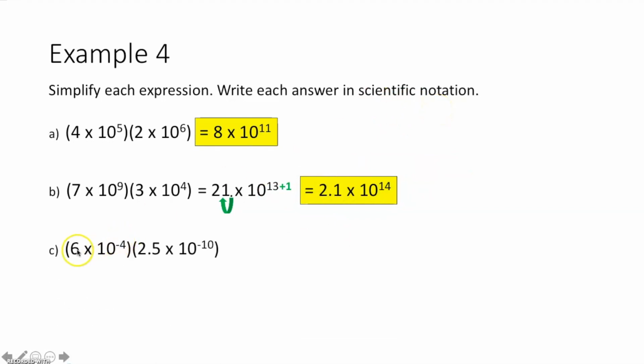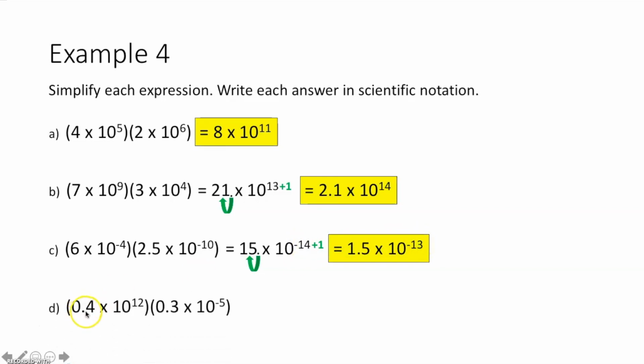For part C, we're doing the same thing. We're multiplying the numbers out front, adding the exponents for the tens. So what's 6 times 2.5? That's 15. And then what's negative 4 plus negative 10? That's going to be negative 14. Now again, we want our answer in scientific notation, but this 15 is not a number between 1 and 10. So we have to take our decimal, move it 1 place to the left, just like we did. And when we move our decimal 1 place to the left, we have to add 1 to our exponent. So this is going to be 1.5 times 10 to the, what's negative 14 plus 1? That's going to be negative 13. And that's because when you take a negative and add a positive, it actually makes it negative 13.